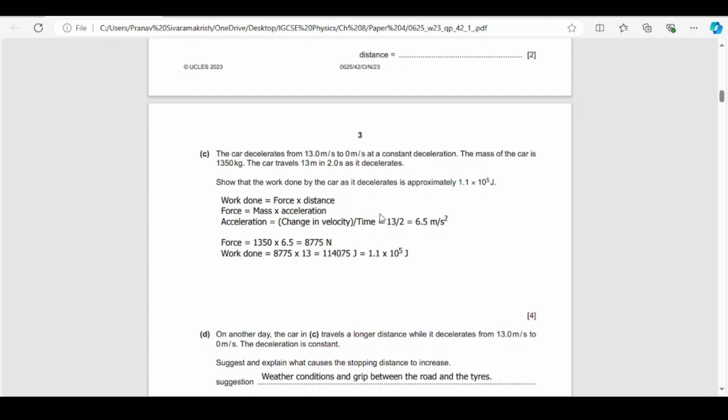So the value would be around 6.5 meters per second squared. That's the value of the deceleration. We've got the mass of the car, which means the mass of the car multiplied by the deceleration is going to give us the force. And then we know that work done is force multiplied by distance.